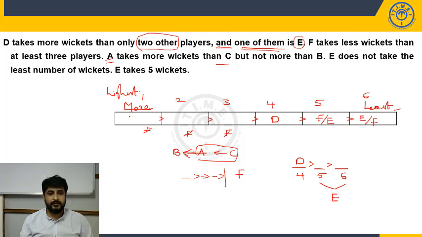So where can I fix? It will be B's position, A's position and C's position. Still we don't know about E and F position, but it is given E does not take the least number of wickets. So E cannot be here. So it must be F's position. So when sixth position is F, E will be in fifth position. And also mentioned E took 5 wickets. That's it. Now based on this, we need to answer two questions. Let's answer the questions.